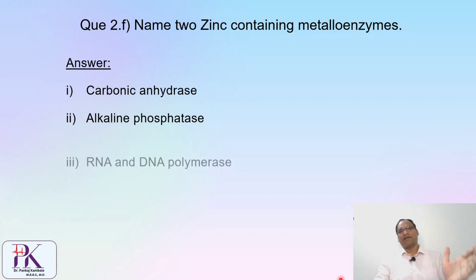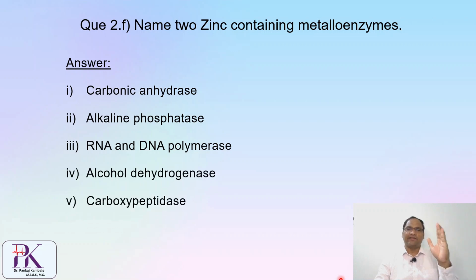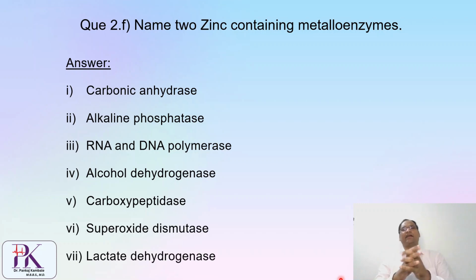So carbonic anhydrase, alkaline phosphatase, RNA polymerase, DNA polymerase, alcohol dehydrogenase, carboxypeptidase, superoxide dismutase, and lactate dehydrogenase. These are the metalloenzymes that contain zinc. Remember two or four enzymes. For carbonic anhydrase, there is always a frequently asked MCQ. Okay, let's move to the succeeding question.